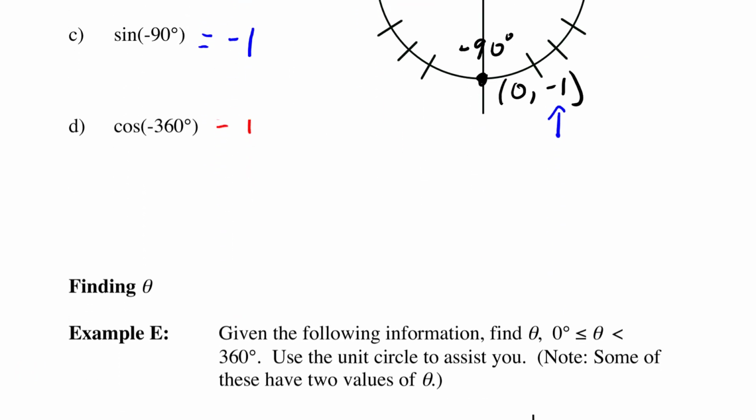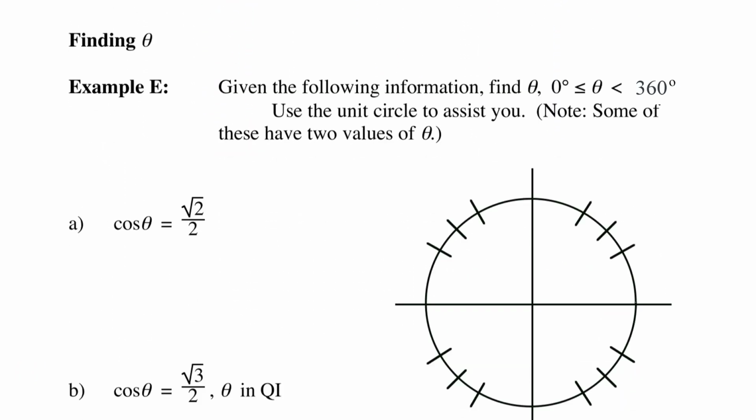This time we're going to be finding theta given certain information. Now the theta values that we're trying to find are angle measures, degree measures between 0 and 360 degrees. But notice with the less than or equal to, 0 degrees is included and 360 degrees is not included.